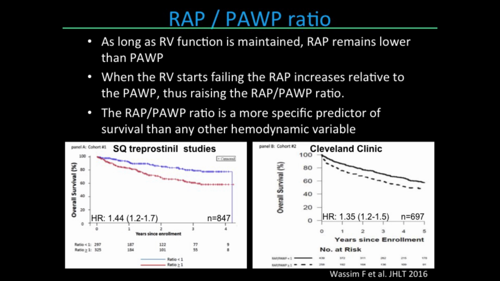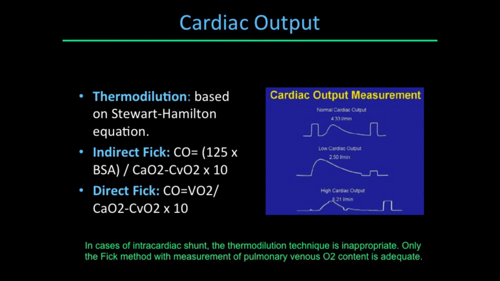And as you see, the patients with a ratio less than 1 are in blue, doing better, and the ones in red had a ratio of 1 or above, doing worse, with a 4% increase in mortality in a year per 0.1 increase in the ratio.